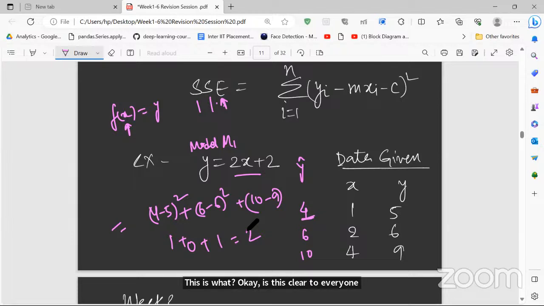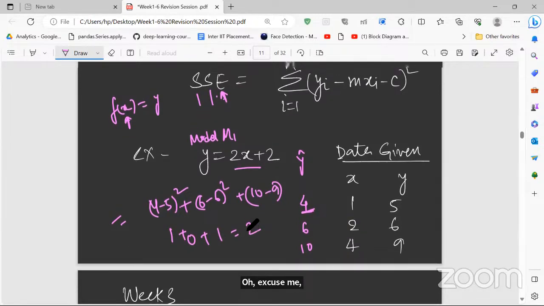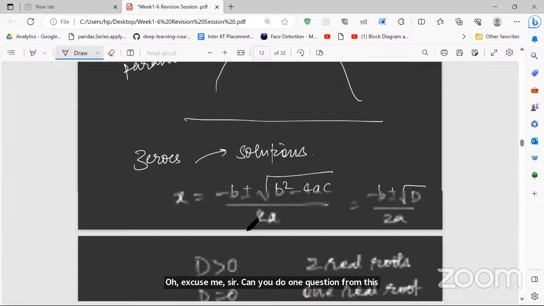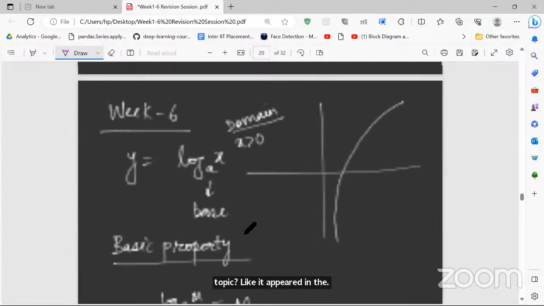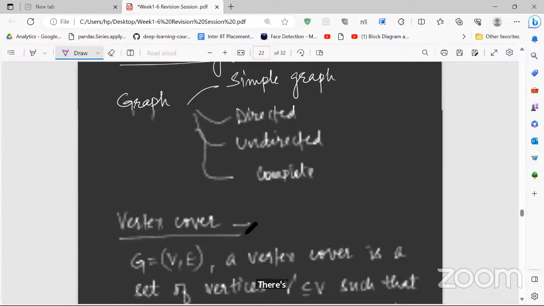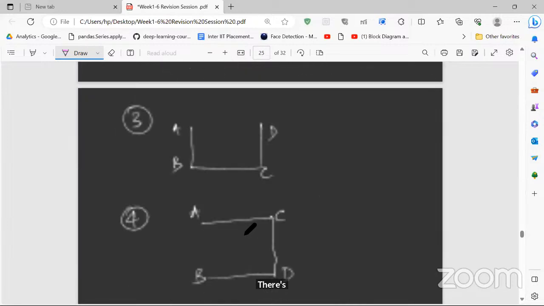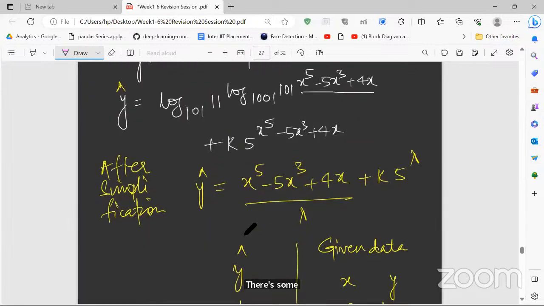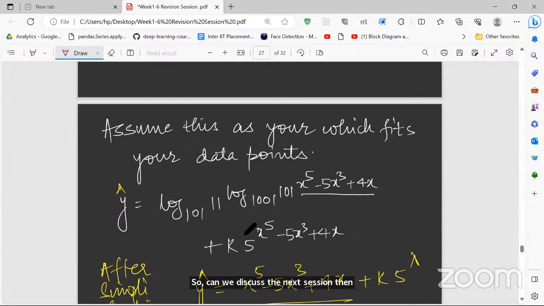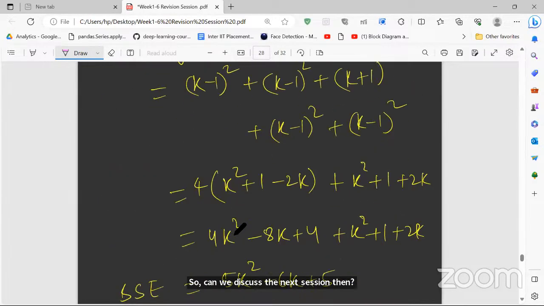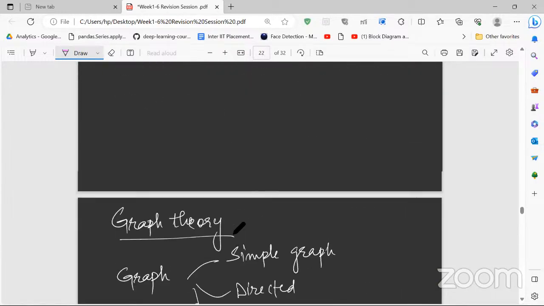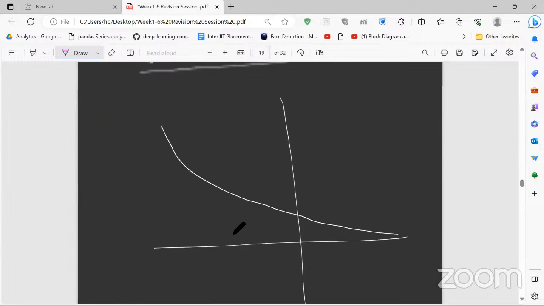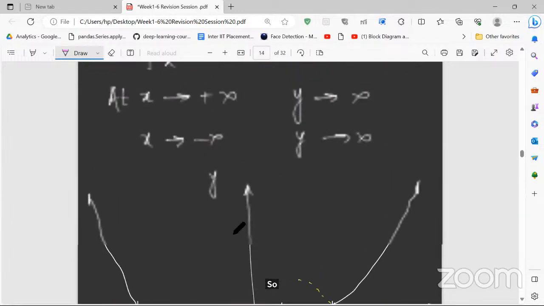Excuse me, sir. Can you do one question from this topic, like it appeared in the Q1? So there is some question, it was in Q1 and there was confusion. Can we discuss it in the next session then? Not now. Maybe we can discuss it in the remaining session, but I don't have that question from SSE. Any question they ask, only this concept you have to apply.